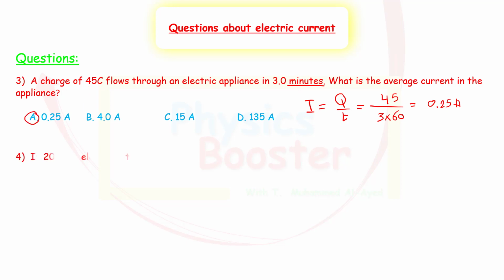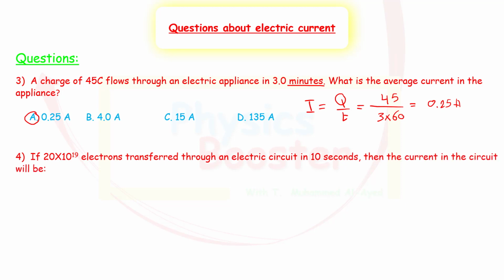Final question. If 20 multiplied by 10 to the power 19 electrons are transferred through an electrical circuit in 10 seconds, what is the current in the circuit? Okay, we know that the current is equal to charge, which is Q, divided by time. But this time we don't have Q in coulombs. We have Q in electrons.